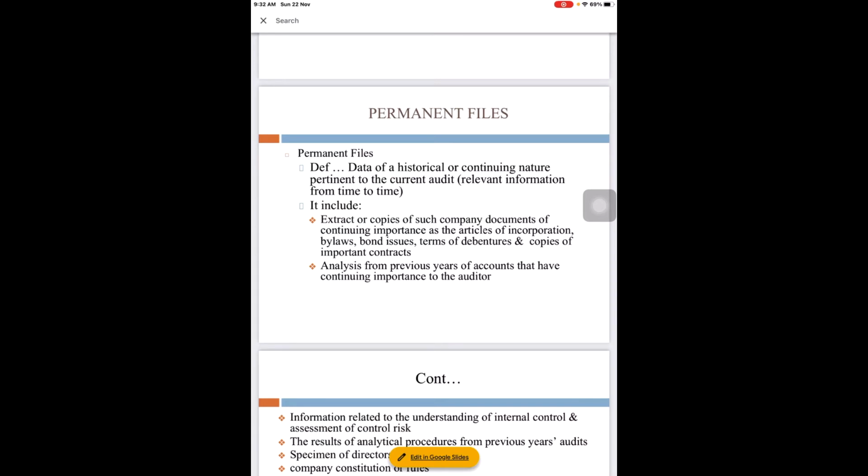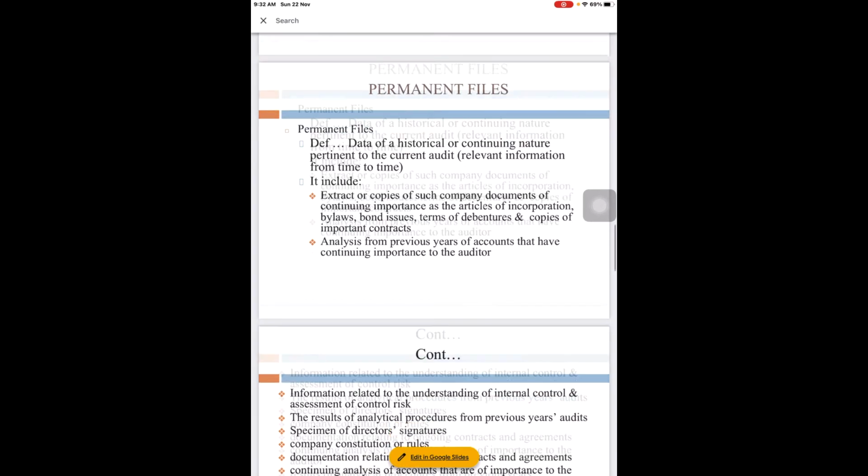Right, analysis from previous years' accounts that have continuing importance to the auditor. So it means that what the auditor identified in the previous year, we would still have the same information in the current year. So that information also should be included in the permanent file.